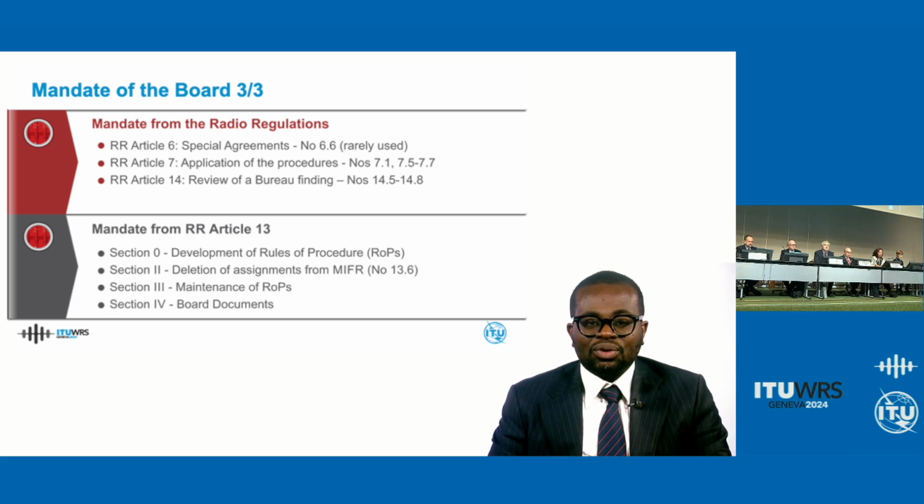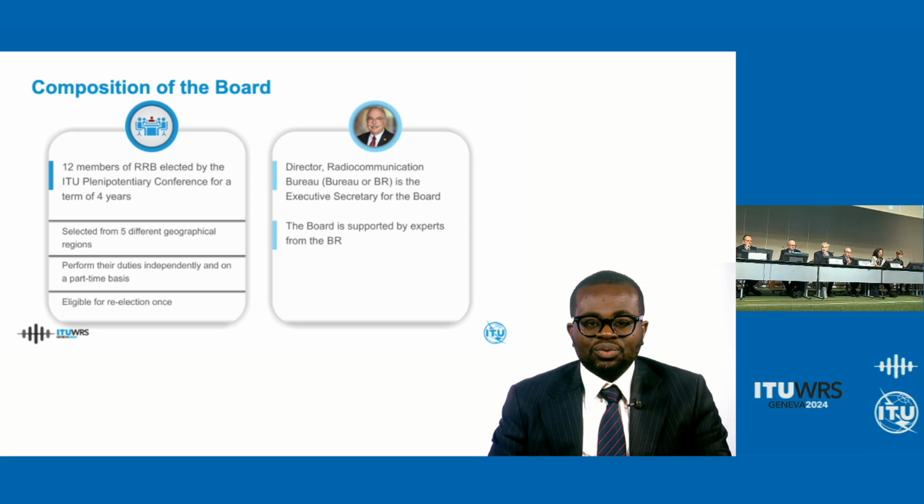Now let's get into some more details, starting with the composition of the board. The board comprises 12 members elected at the PP for a 4-year tenure. The members are drawn from the 5 geographical regions. Region A, the Americas, with 2 seats. Region B, Western Europe, with 2 seats. Region C, Eastern Europe, with 2 seats. Region D, Africa, with 3 seats. And Region E, Asia Pacific, with 3 seats.